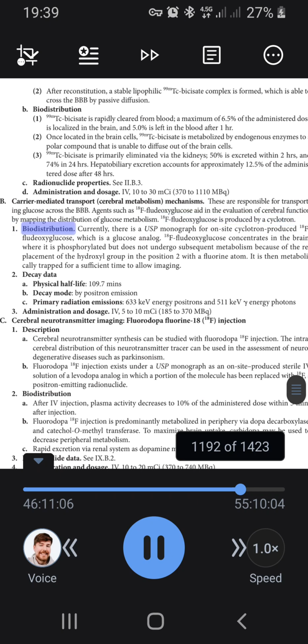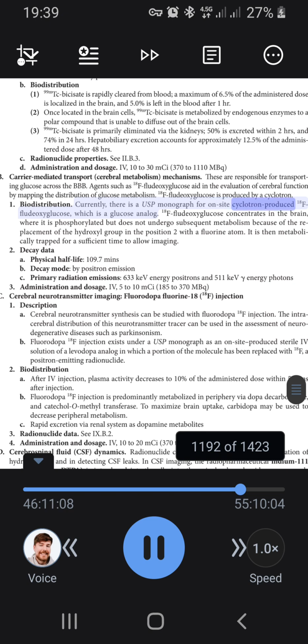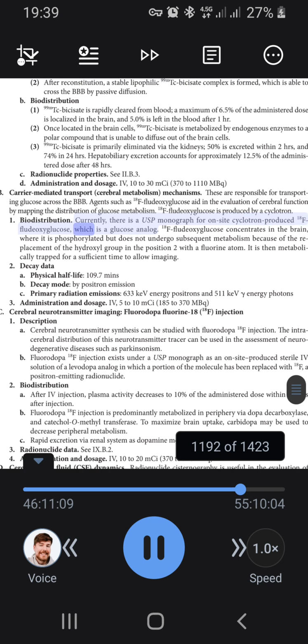1. Biodistribution. Currently, there is a USP monograph for on-site cyclotron-produced 18F fludeoxyglucose, which is a glucose analog. 18F fludeoxyglucose concentrates in the brain, where it is phosphorylated but does not undergo subsequent metabolism because of the replacement of the hydroxyl group in the position 2 with a fluorine atom. It is then metabolically trapped for a sufficient time to allow imaging.